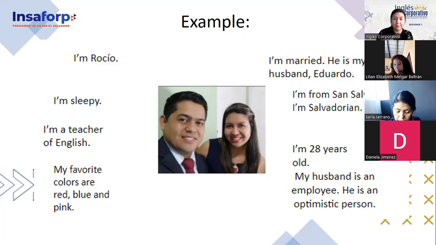Vamos a ver algunas. Marital status o estado civil. Married es married, casado o casada. Single. ¿Qué es single? A ver, ¿quién sabe? Soltero. Exactly. Ahí bien saben, vea. What if you want to say divorced? ¿Qué decir? Divorce. Divorciado. Ok. Yes, those are the marital status.